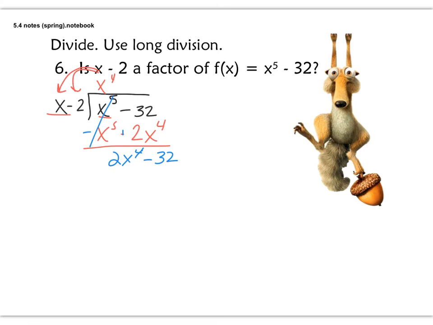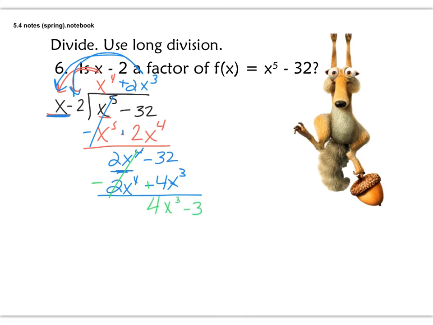And we start over. What do you multiply x by to get 2x to the fourth? Well, you multiply by a positive 2x to the third. We distribute. 2x to the third times x is 2x to the fourth. 2x to the third times negative 2 is negative 4x to the third. Change your signs. Not like terms. So we have 4x to the third minus 32.